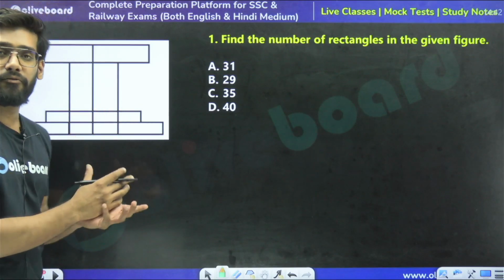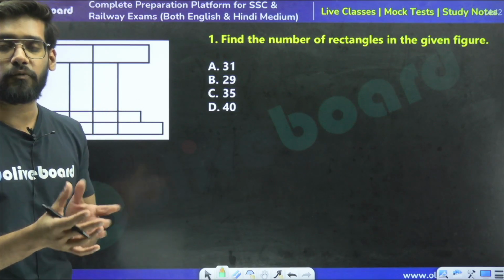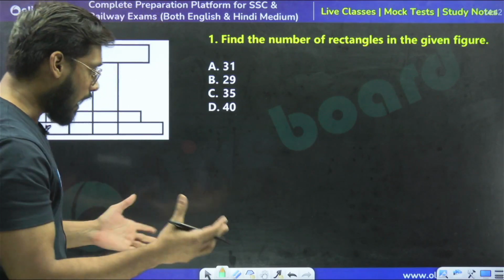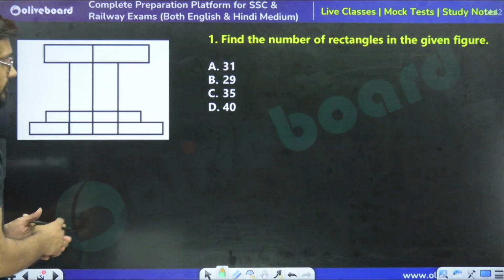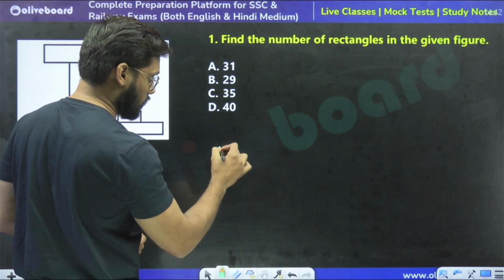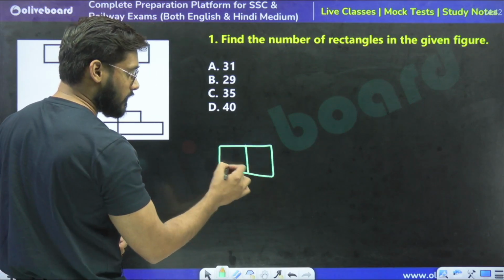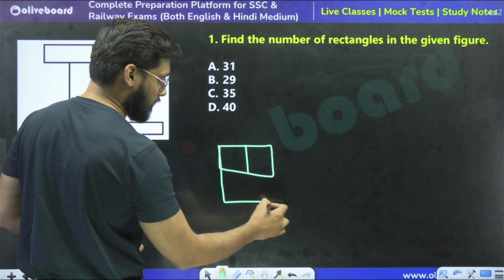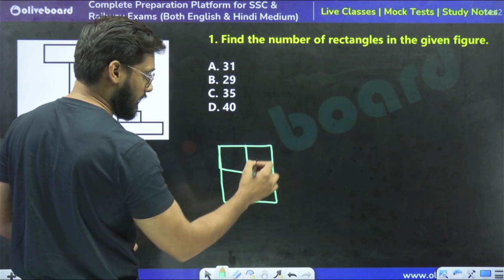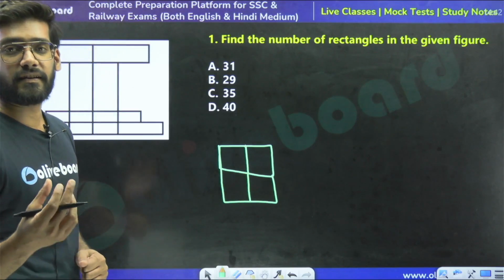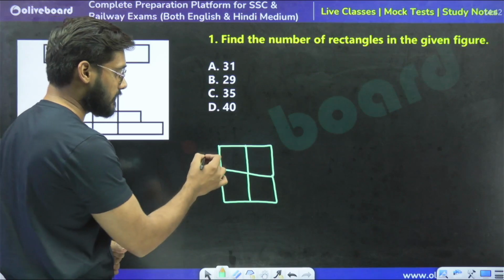We are having a figure and in this figure we need to find the number of rectangles, that how many rectangles are there, right? So how do we calculate the number of rectangles? Do you know the basic idea? Do you know the basic figure of rectangle? How to count the rectangles? Whenever we are having a figure like this, and I need to calculate the rectangles, what is the basic trick to count the rectangles?